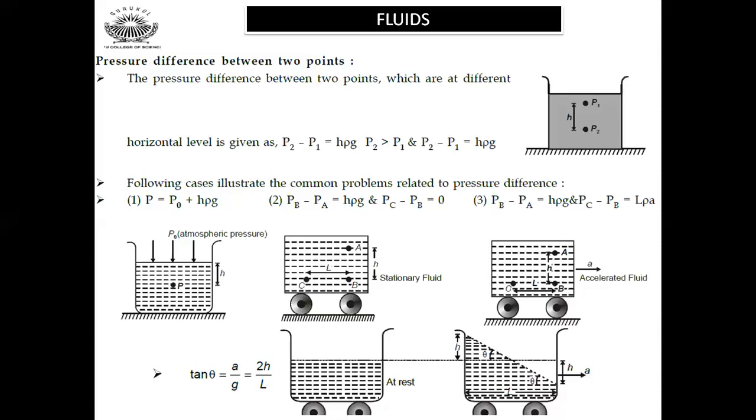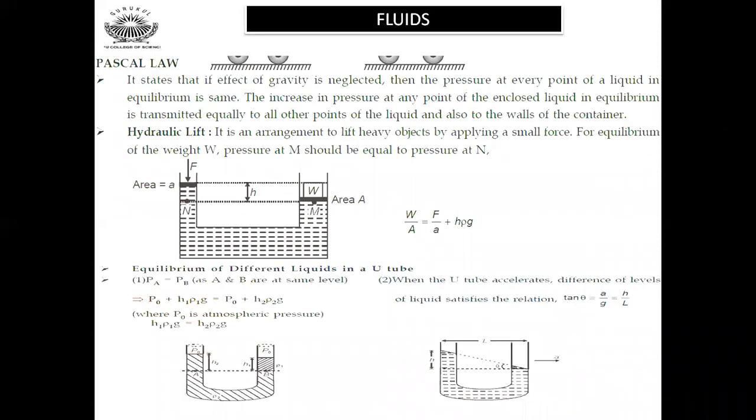So that is an accelerated fluid. So we have a stationary fluid and an accelerated fluid, and then there will be pressure acting due to them. Then tan theta will be equal to a by g, which is equal to 2h by L. So this is another equation to calculate it. These are used for numerical purposes.